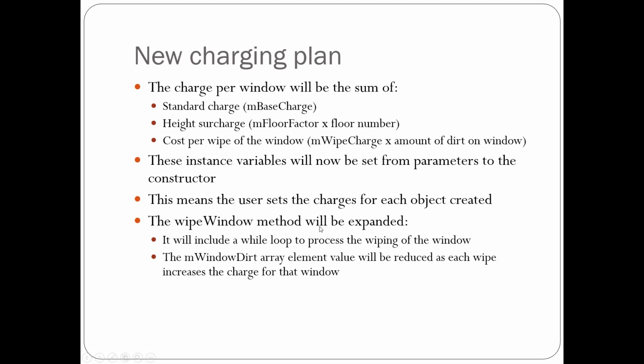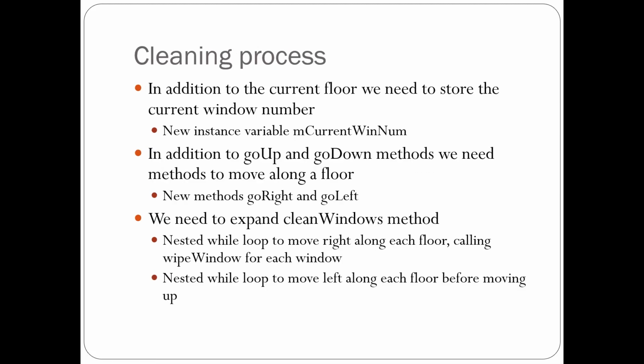So the wipe window method is now going to be expanded a little bit to include a while loop to process the wiping of the window. As long as it's still dirty, wipe it. Every time we go round, we reduce the number of wipes on the window and we increase the charge. So every time we wipe, we get more money. We need to store the current window number, which is going to be used in a variable called mCurrentWinNum.